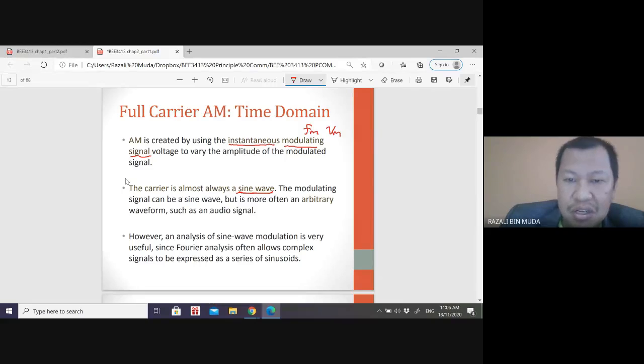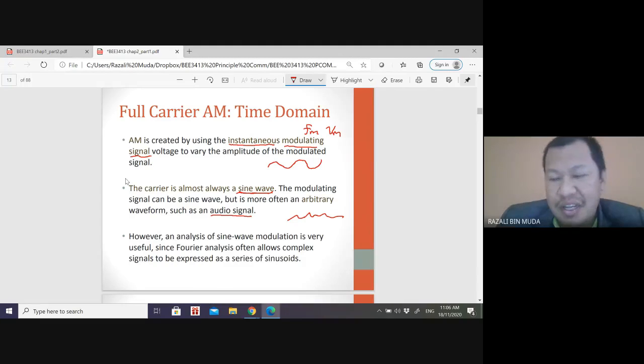Like voice, our voice, if we plot it, it will look like that. So basically we say this is a combination of many sine waves. To make it easy, we just make a sine wave and say this is our voice or the information. So don't be confused about that.